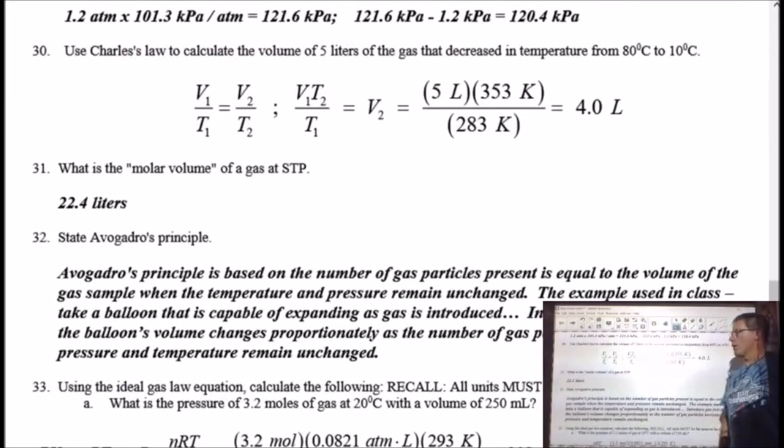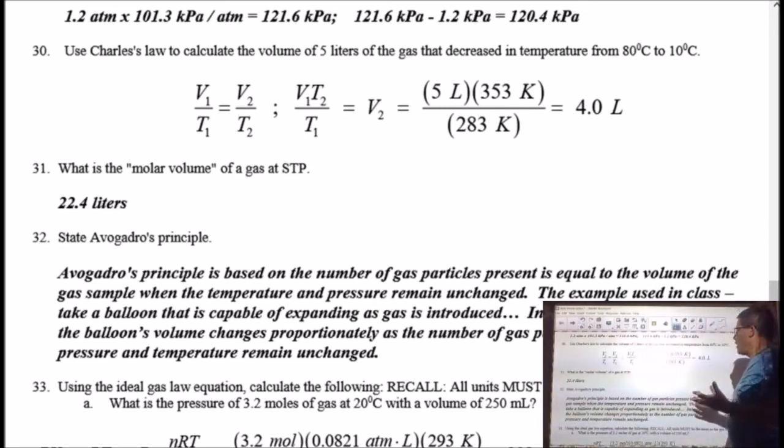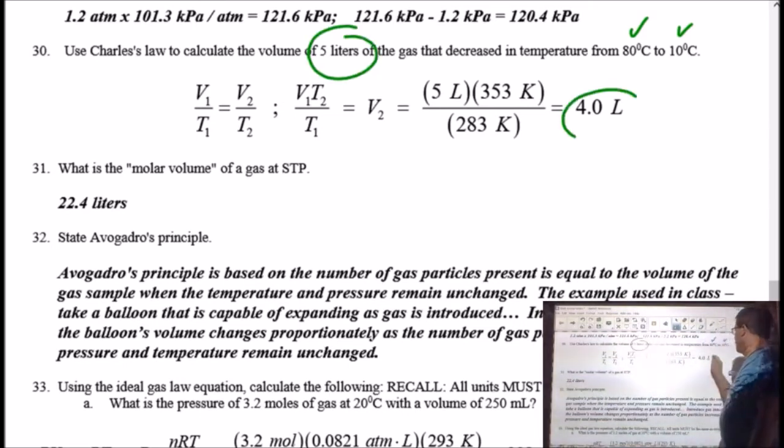Question number 30. Use Charles' law to calculate the volume of 5 liters of a gas that decreased in temperature from 80 to 10 degrees. Again, when we talk about Charles' law, it's a temperature-volume relationship. So as the temperature goes up, the volume goes up. As the temperature goes down, the volume goes down. Looking at this equation, it went from 80 degrees to 10 degrees. So as we should expect, starting off at 5 liters, we should go to 4.